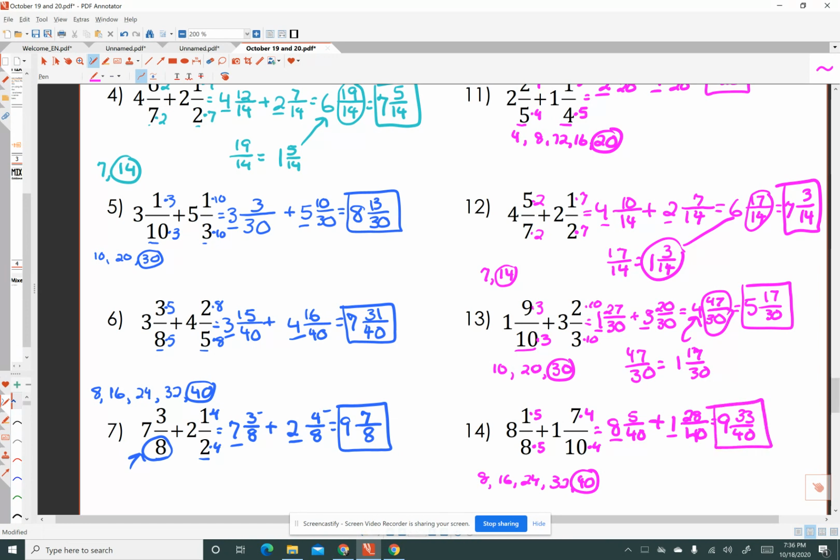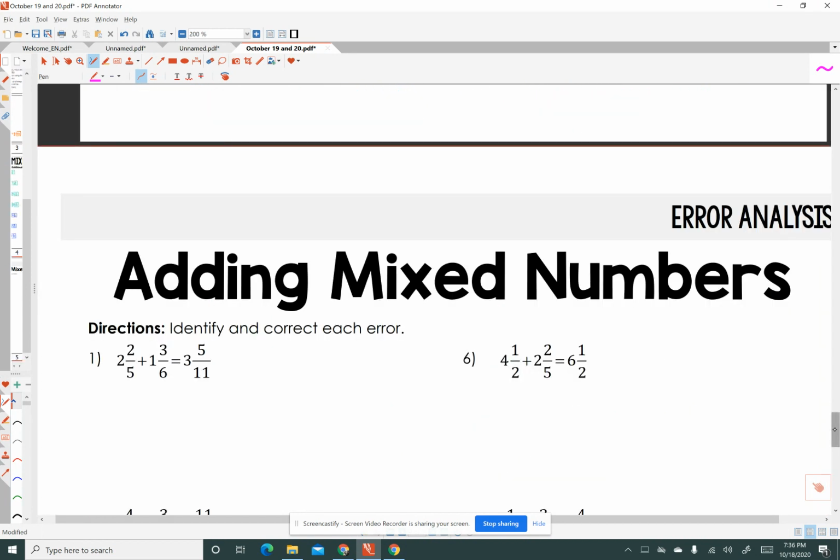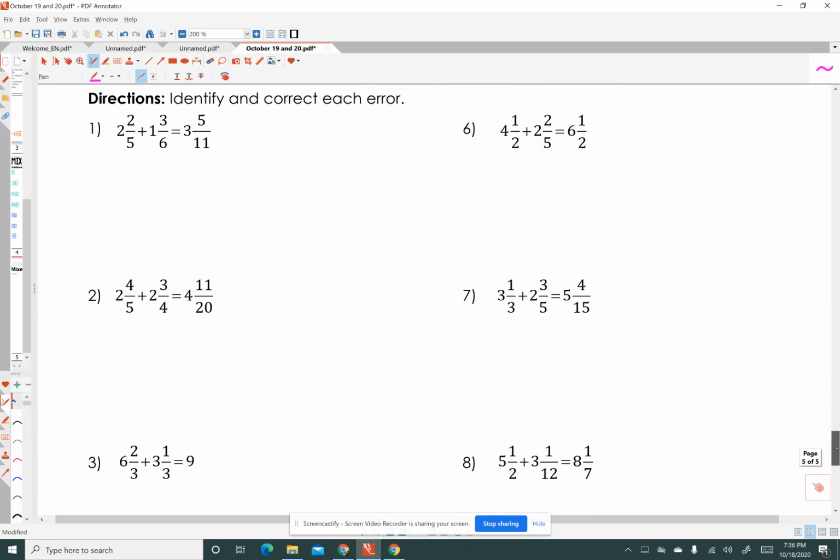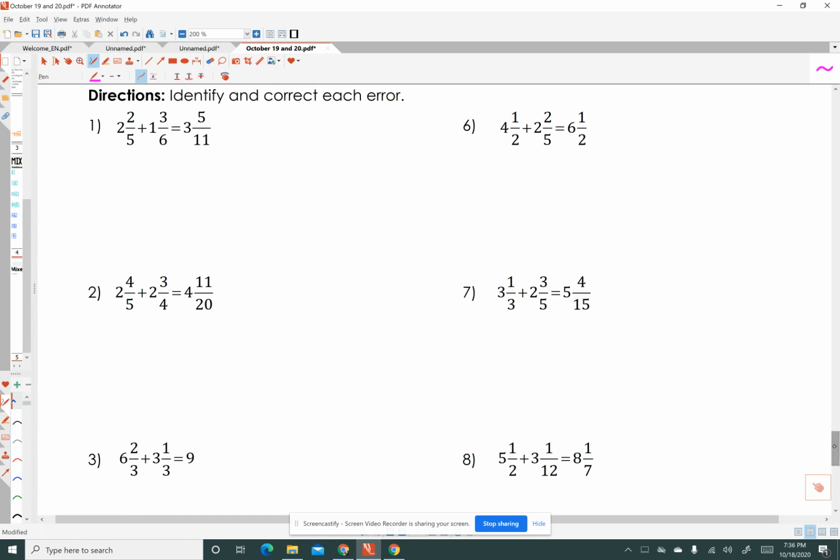We cannot reduce that. So let's do some error analysis, and I hope you can look at these for a few minutes on your own before I show you how to do them. So take a minute and try them on your own, please. Pause the video and try them.